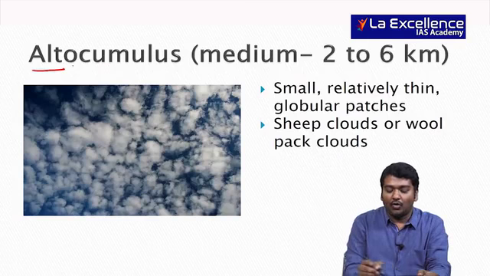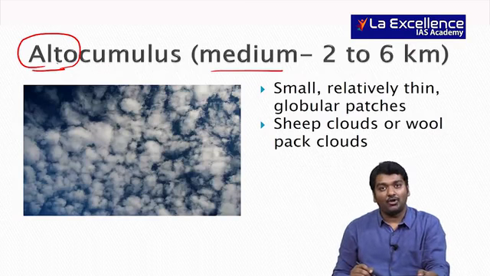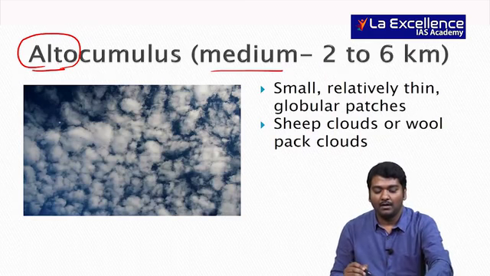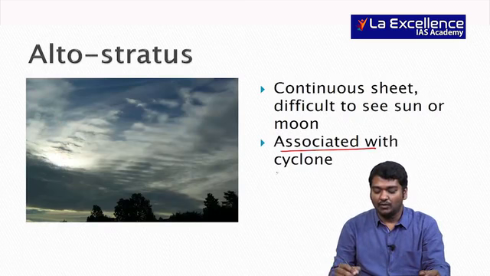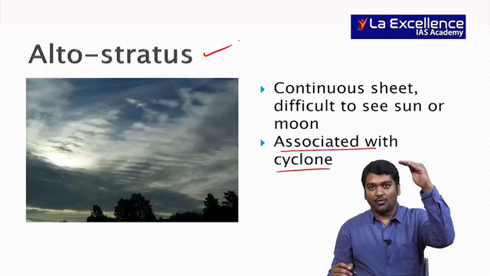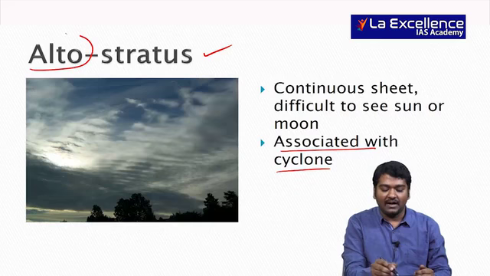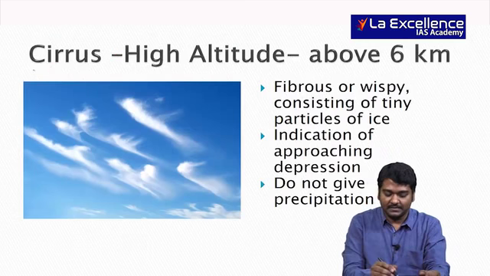Then alto. For medium clouds, usually alto is used. You have altocumulus and you have altostratus. Can you see this? Altostratus, can you see? Usually with cyclones, you see altostratus. Mid-level clouds are associated with alto. Very, very important.